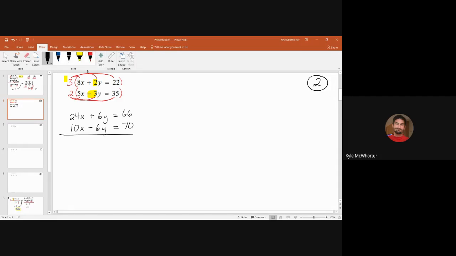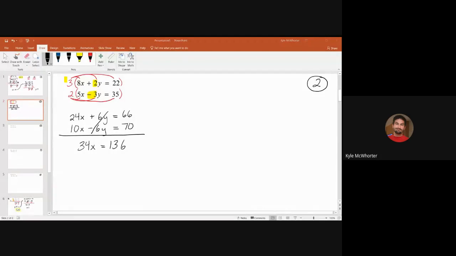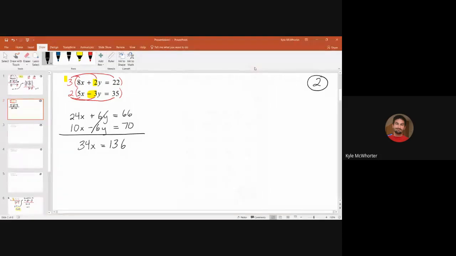Now I'm going to add the equations and watch the y's cancel out. So we get 34x equals 136. And get my invisible calculator and do 136 divided by 34, and that's 4. So when we divide both sides by 34, we get x equals 4.